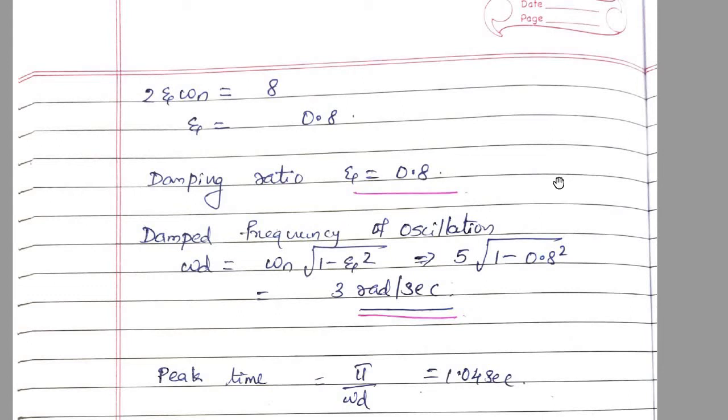Now, we have to find the damped frequency of oscillation, omega d. Omega d equals omega n into square root of 1 minus zeta square. This is the equation for omega d. By substituting the values of omega n and zeta in this equation, we will get omega d, the damped frequency of oscillation, equal to 3 radian per second.